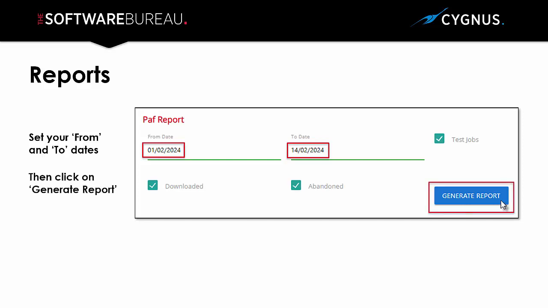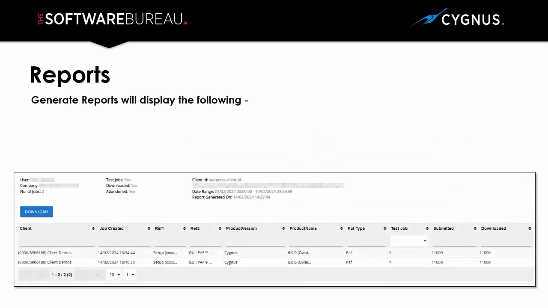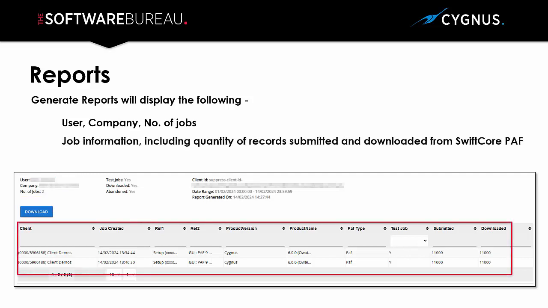And then click on Generate Report. And that will display the following. And as you can see, you've got a variety of information on this report, starting with the user information top left, so your username and company, and the number of jobs in the report. And then down at the bottom, you can see under client, that's your job name, so client demos in our example. Date and time the PAF module was created.